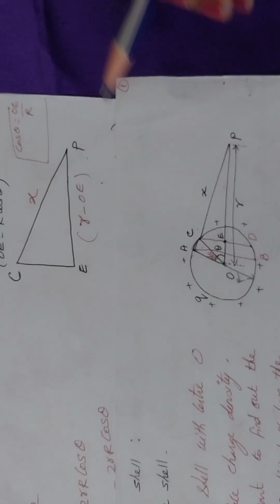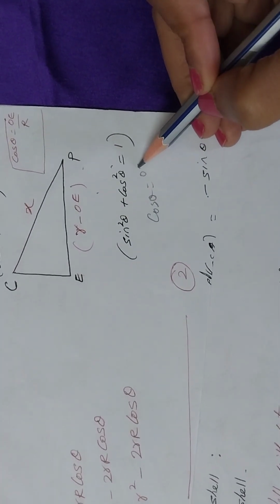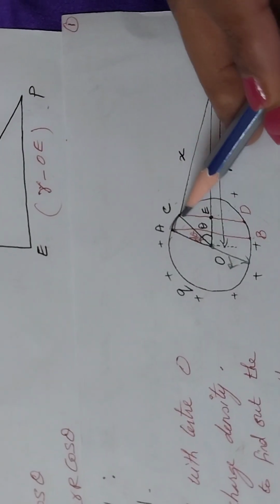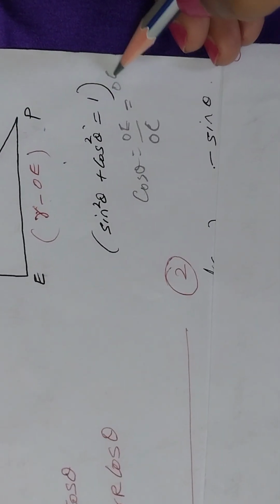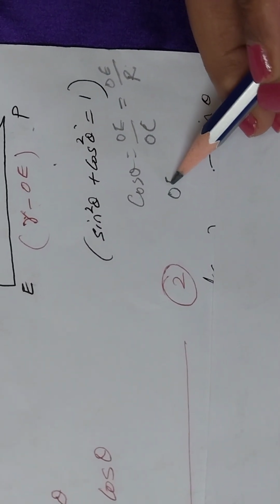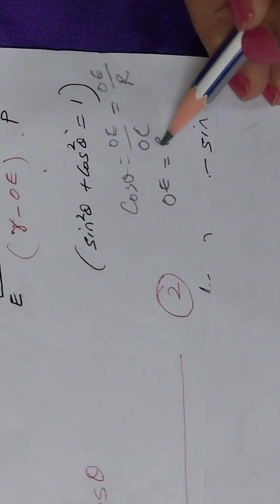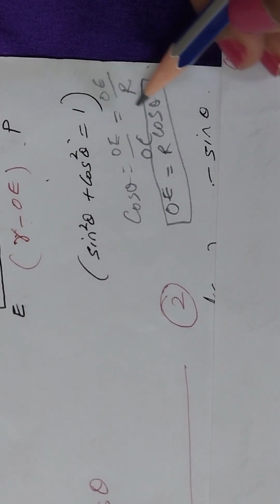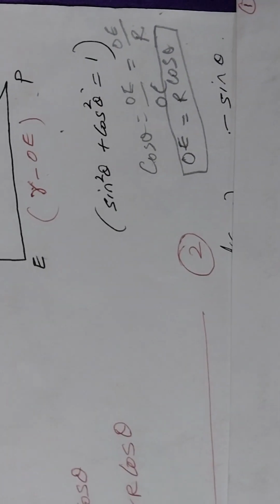So cos theta is equal to OE divided by OC. What is OC? OC is the radius of the circle, that is capital R. So it becomes OE divided by capital R. So we take it to the other side, so OE is equal to R cos theta. Therefore we substitute for OE.